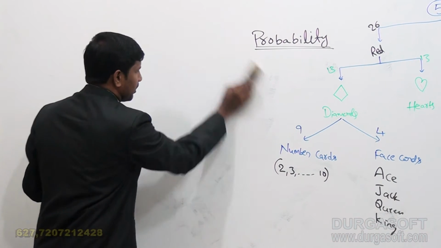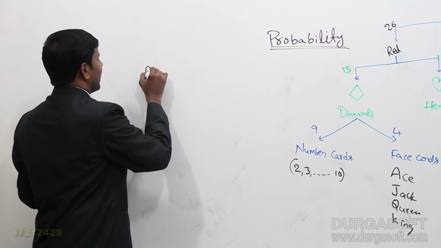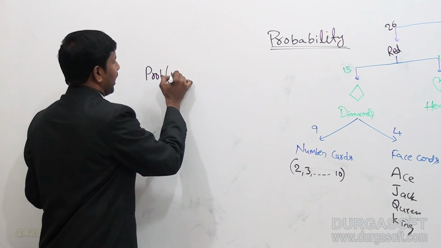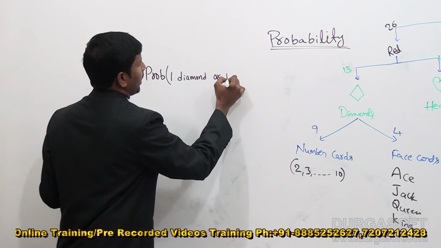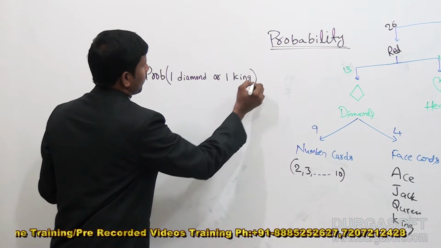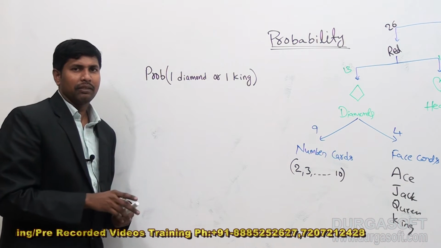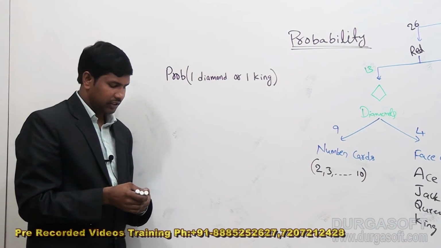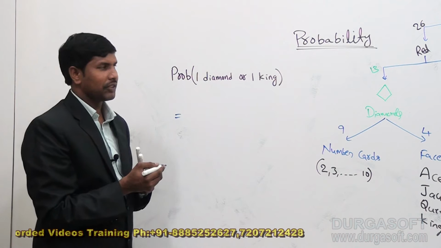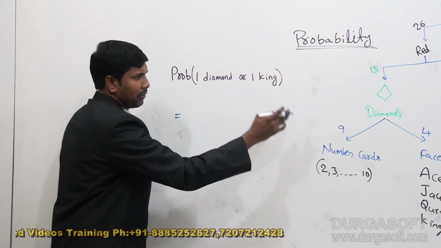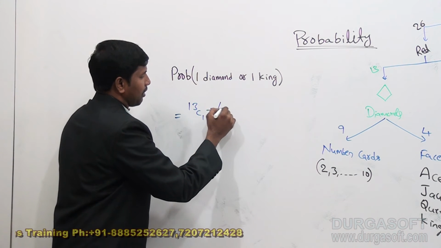Now the next one, which is an interesting one. Suppose I ask you to select a diamond card or a king card. So now we want to select a diamond or a king card. For that, let us consider the probability of selecting a diamond or king. First let us take the number of chances. For selecting a diamond card we have 13C1, plus for king 4C1.